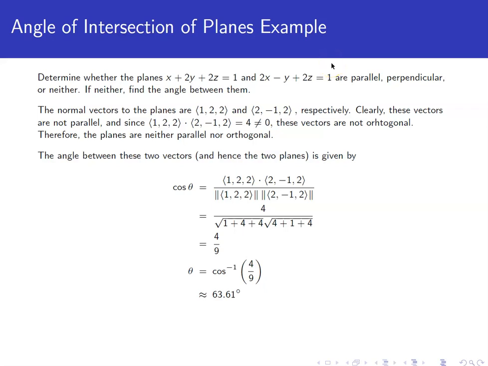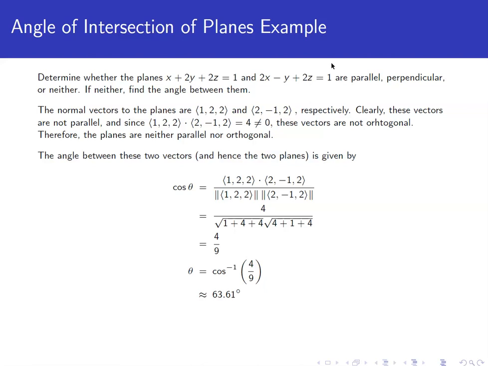In this video, we're asked to determine if two planes are parallel, perpendicular, or neither, and if it's neither, then find the angle between them. The two planes in question are x plus 2y plus 2z equals 1, and 2x minus y plus 2z equals 1.